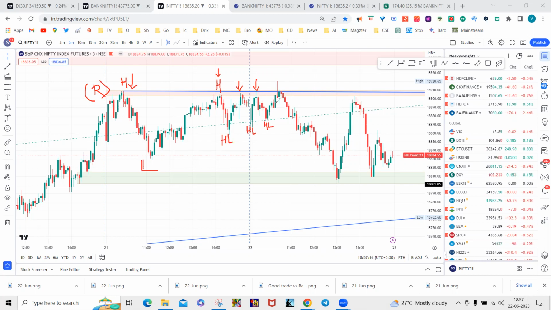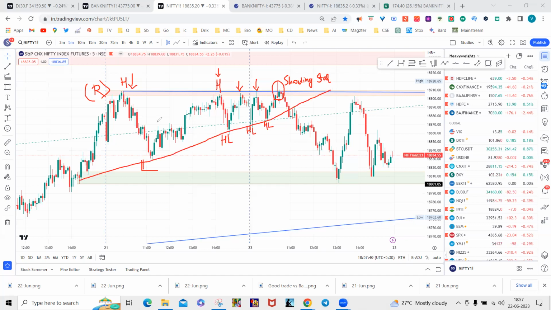breakout of this, but as I discussed, the breakout did not happen. What happened instead was this big shooting star candle. So a shooting star candle at rejection confirms that now there's no more chance of this breakout of this ascending triangle pattern which is playing out.